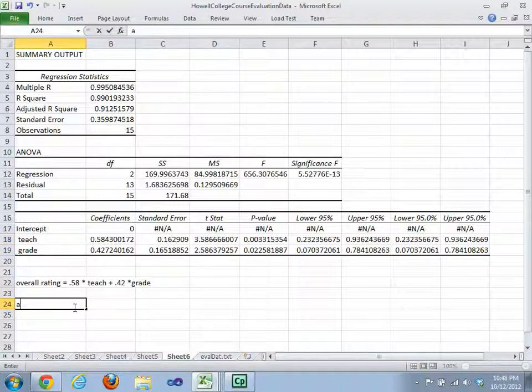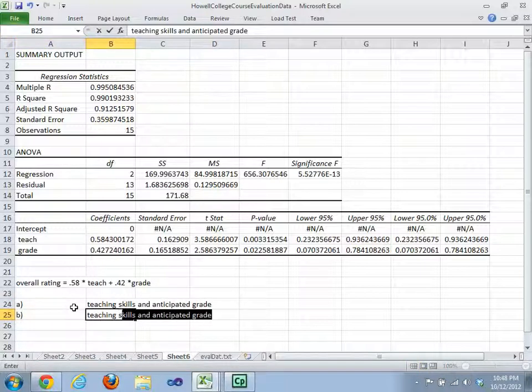So for question A, it would be teaching skills and anticipated grade. And for question B, the answer would be teaching skills.